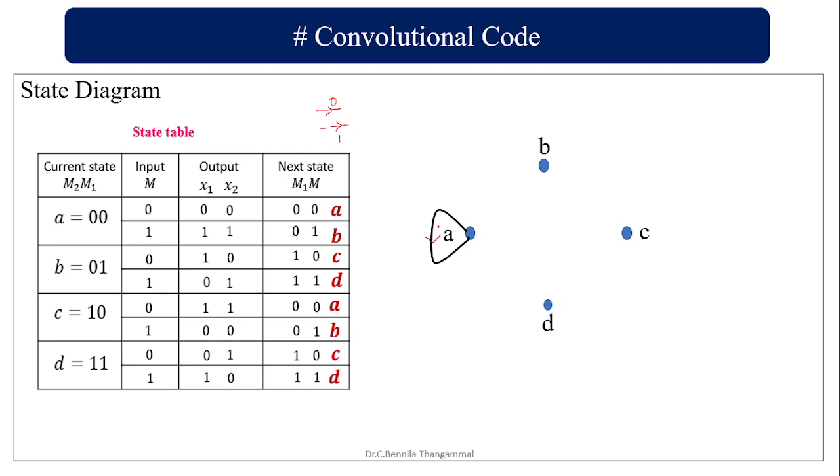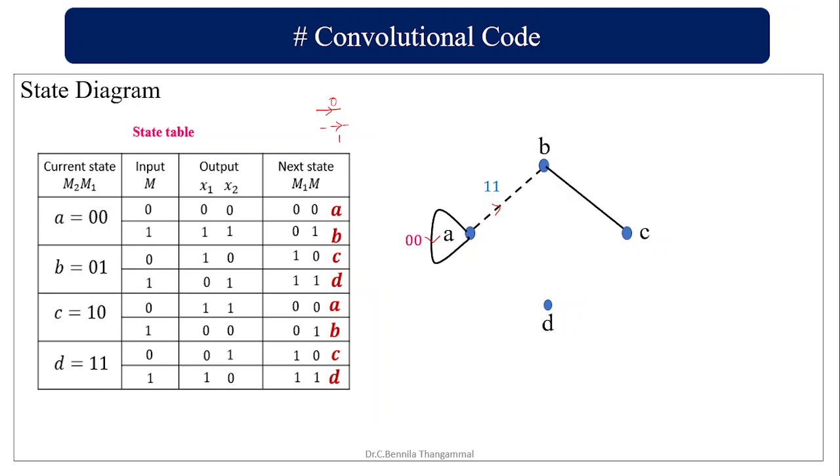And then at that time your output is going to be 0 0. And from A it goes to B if your input is 1, where your output is going to be 1 1. Then from B, if your input is 0, it goes to C. If your input is 1, it goes to D.